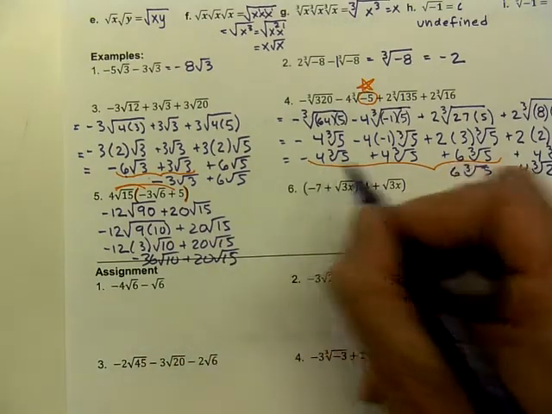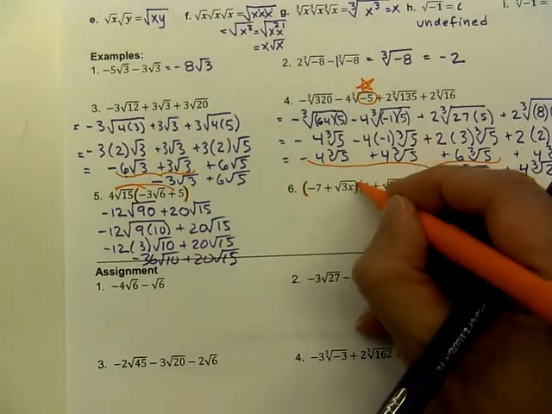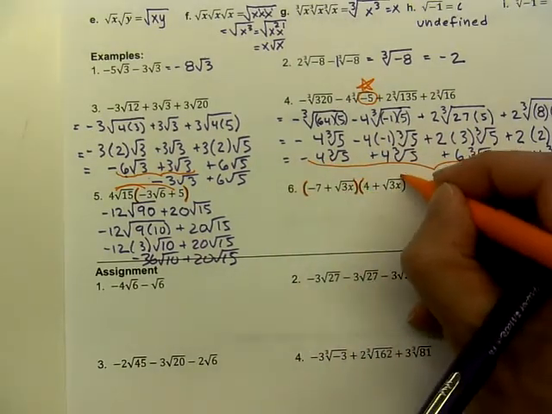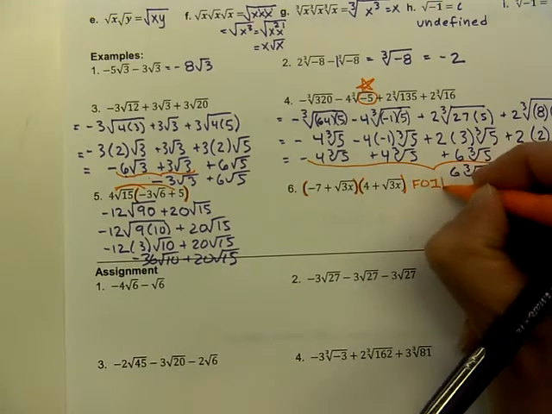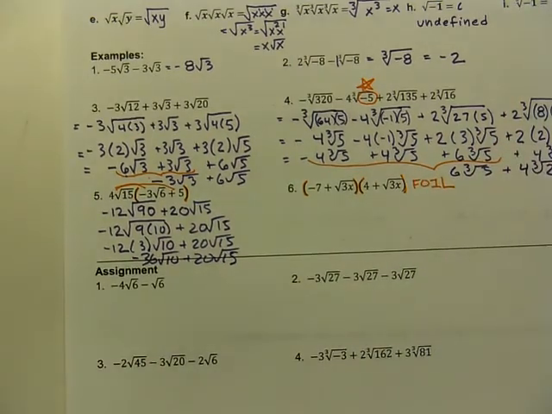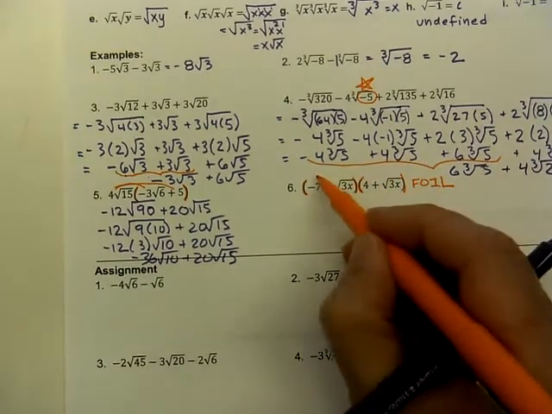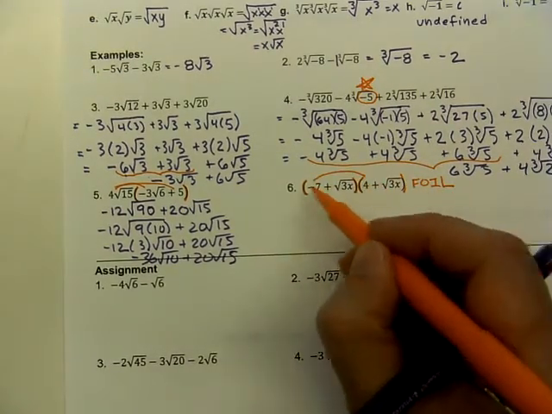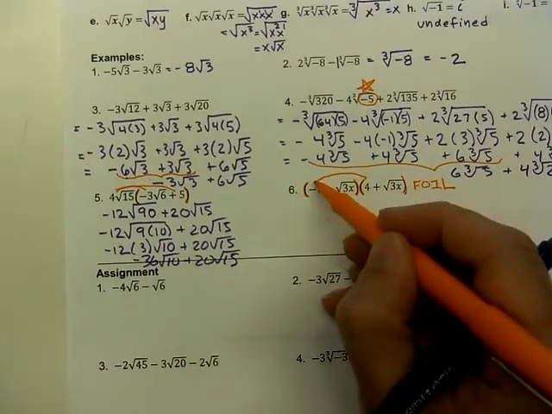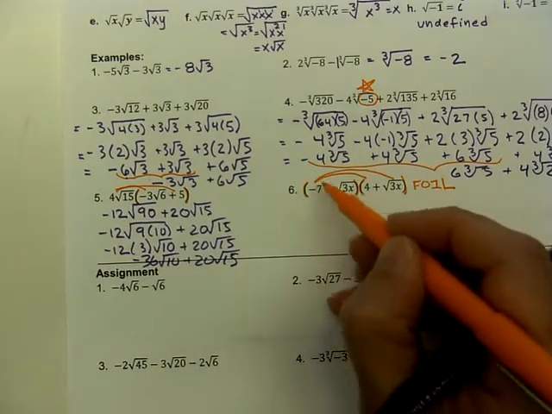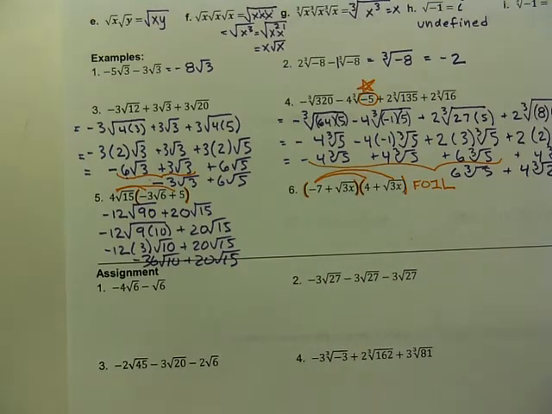So in number 6, we have a double distribution. We have a binomial times another binomial. So we use this FOIL acronym to help us remember the multiplication of each step. F stands for the first of each term. So you can think of that like a distribution, right? And then the O stands for the outermost pair. So you can think of that -7 as being distributed to the binomial and back.